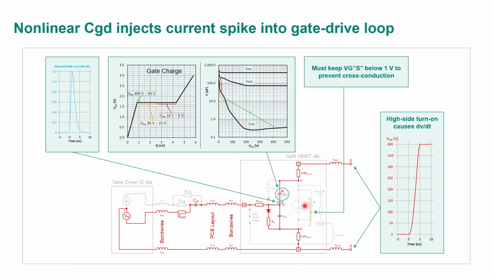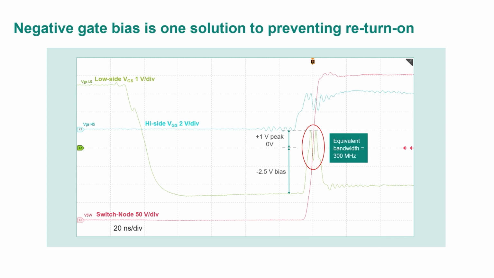So in order to mitigate this, we often use negative gate bias. In this example, I'm showing a minus 2.5 volt bias. In this case, the low-side transistor is turning off. It crosses 0 here and goes down to minus 2.5. Then, after some short dead time, the high side turns on, as you can see in the cyan color, and the switch node follows. This is that 100 volt per nanosecond like I just showed you, right? Well, this is the result.